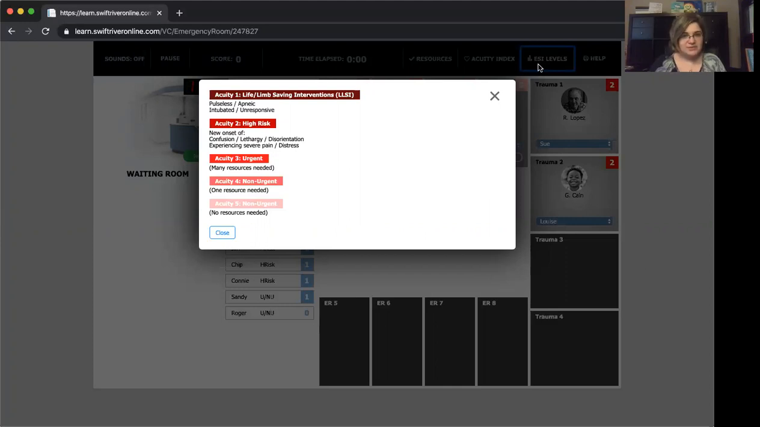Level 3, or acuity level 3, is urgent. They have many resources that they need, so they may need a CT scan and labs. They may need referrals. And then acuity 4 are your non-urgent. They usually only need one resource. This is what distinguishes acuity level 3 and 4: many resources, one resource. And then acuity 5 is non-urgent. These are the people who really shouldn't be in the ER. They should have gone to their primary healthcare provider to begin with.